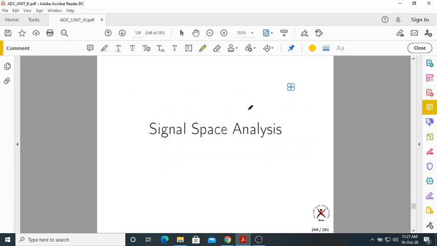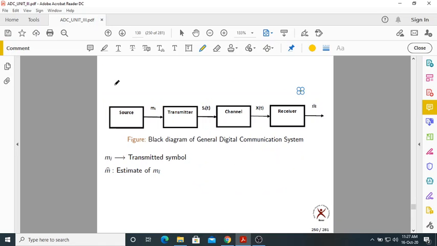Now, we have started this signal space analysis. I told you already, it is very important. It is purely mathematical, so it is very important to understand the digital modulation techniques. So pay your attention. If you don't understand this signal space analysis, it is very difficult to understand the digital modulation techniques. Anyway, this is the typical digital modulation diagram, where we represent everything geometrically.